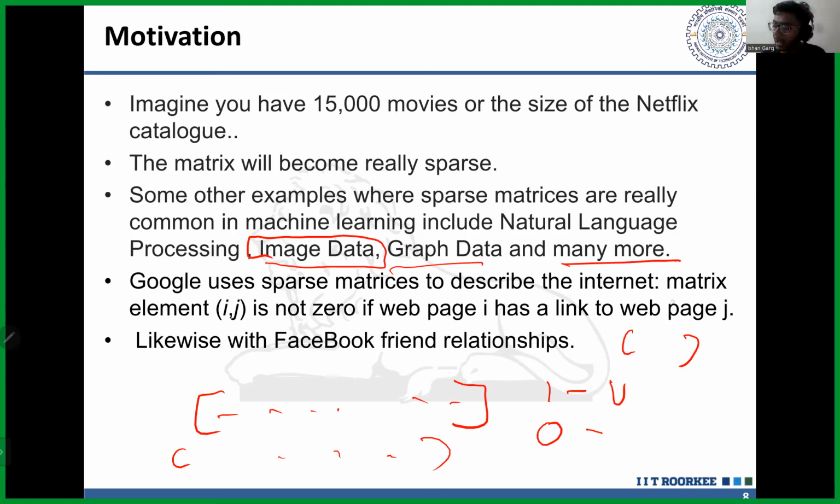Consider a matrix element ij. It is not zero if a web page i links to a web page j. And I believe we all know that Google contains a lot of web pages. So what is the chance that a random web page contains a link to another web page? It will be near zero. So the matrix will be highly sparse. Similarly, Facebook friend relationships are also based on sparse matrices.